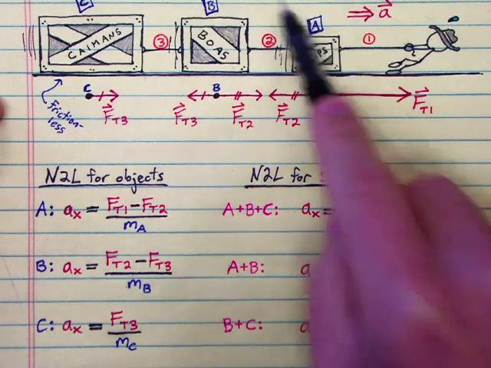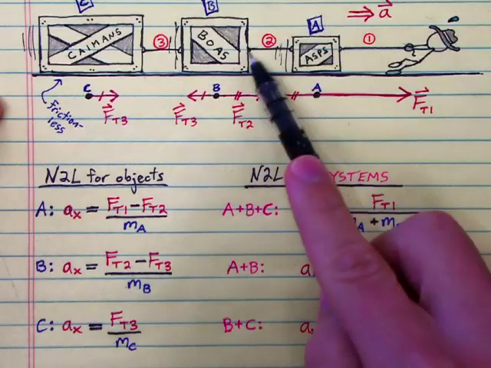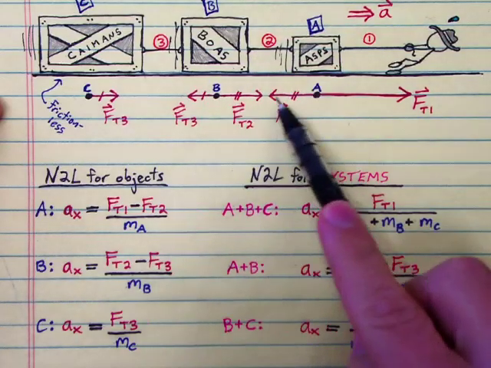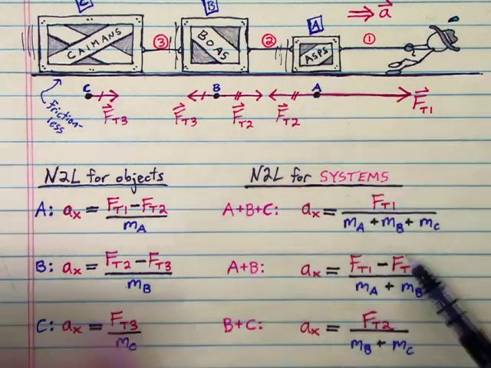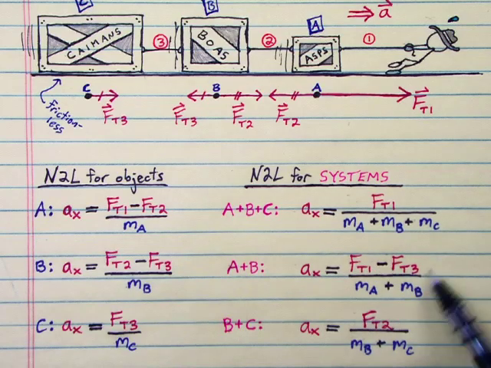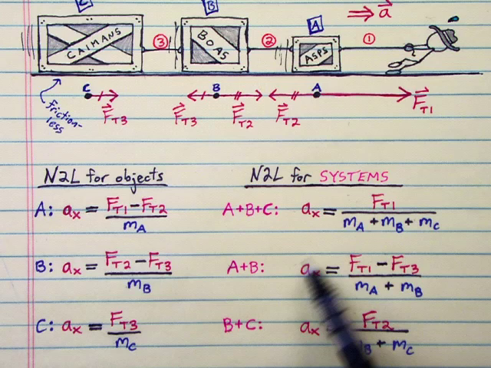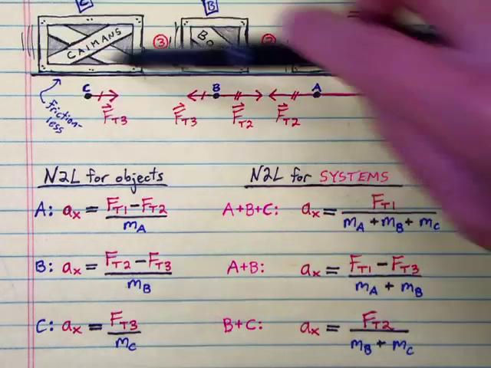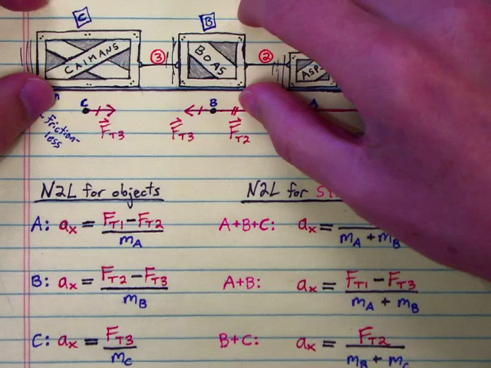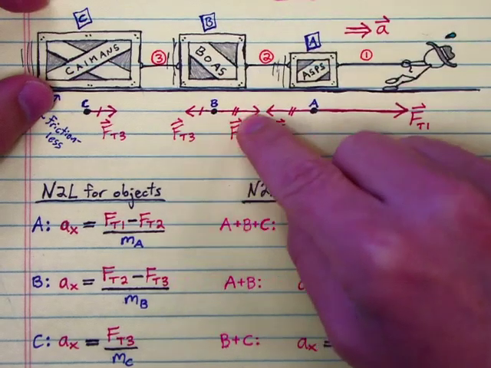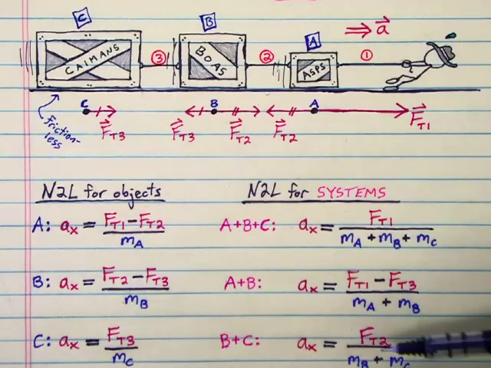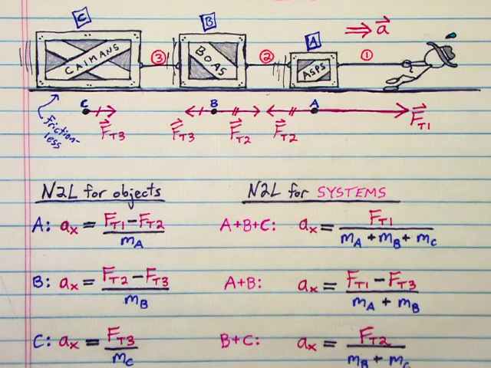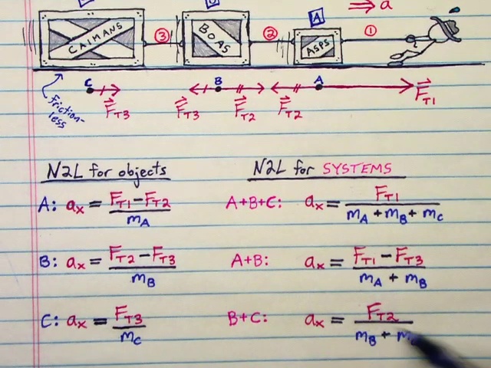If A and B are the system, then tension 2 is an internal force, so the external forces are tension 1 and tension 3. So there's tension 1 minus tension 3 over mass of A plus B, if that's our system. And if B plus C is the system, then the only external force is tension 2 right here, because tension 3 would be an internal force. So then Ft2 is the only external force over mass of B plus C here.